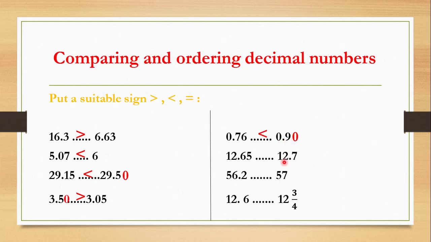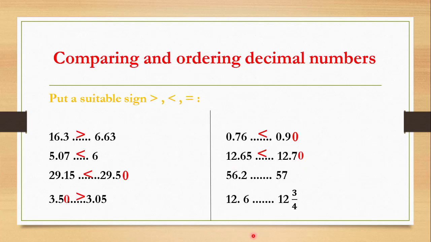By the same way, let's do this one. 12.65 and 12.7. The same whole number, 12 and 12. So look at the decimal part. We have 65 here. Okay. So two decimal places. Here we have only one. So of course we will add 0 here. Now we have 12.65 and 12.70. Of course 70 is greater than 65. So 12.65 is less than 12.7.